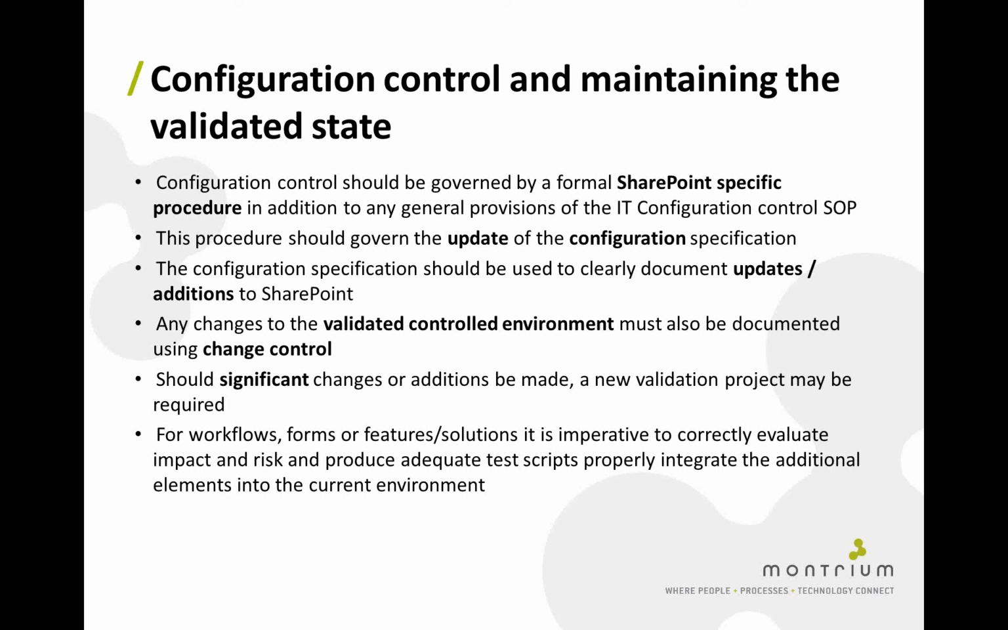It should also govern the configuration specification, so the detailed configuration specification, which we spoke about earlier, and it should clearly say that we have to update that configuration specification if we want to make any changes. We also need to make sure that change control is cross-referenced and that we use change control to make any changes to that controlled environment. If we make significant changes, we may actually decide that we need to launch a whole new validation project, and that would obviously be much larger than just filling out a change control form and then executing a change control.